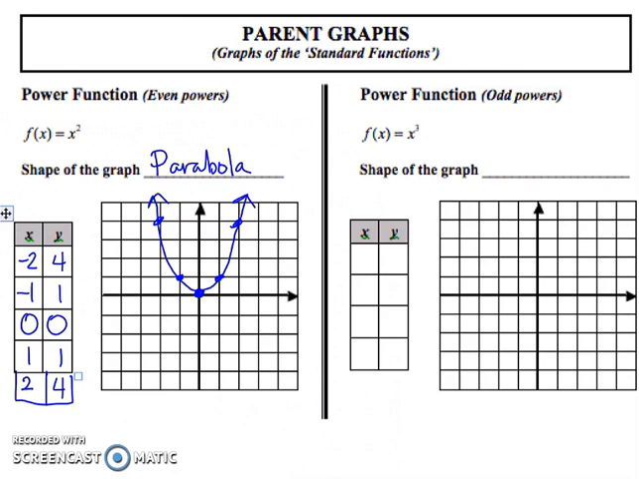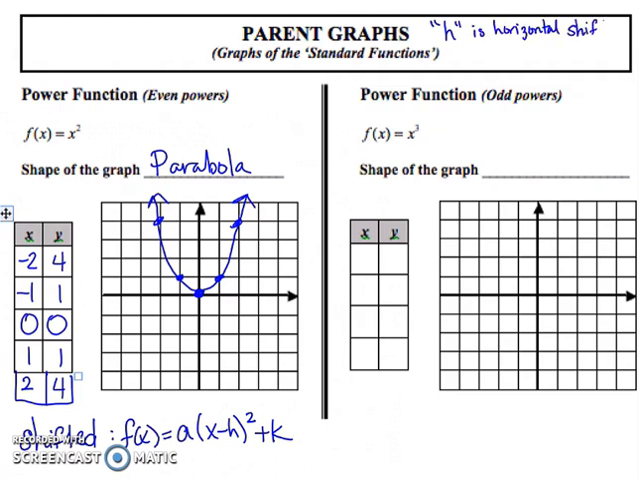Now, of course, we can have a shifted graph where we start talking about our transformations, and this is going to look like f of x equals a times (x minus h) squared plus k. And that h and k are going to keep popping up, so maybe up here at the top we should write that h is our horizontal shift, left and right, and k is our vertical shift, up and down. And that's the same for all of these transformations.